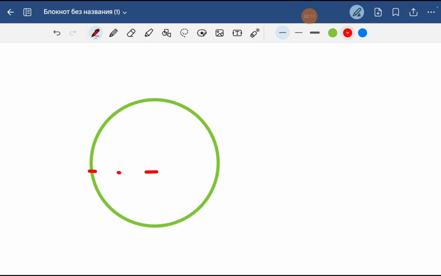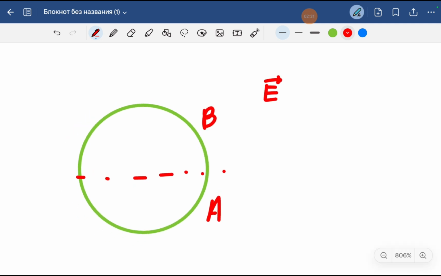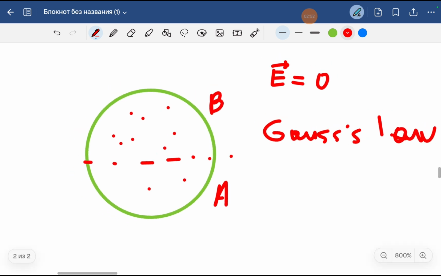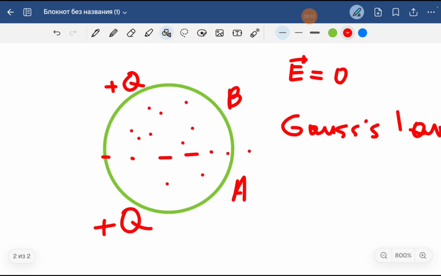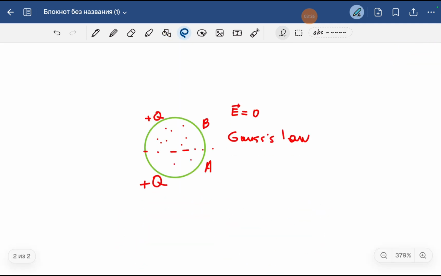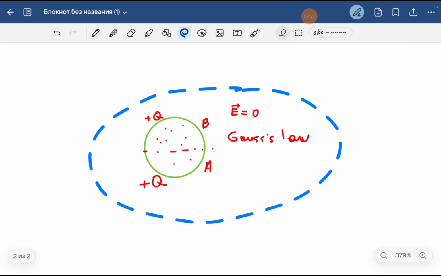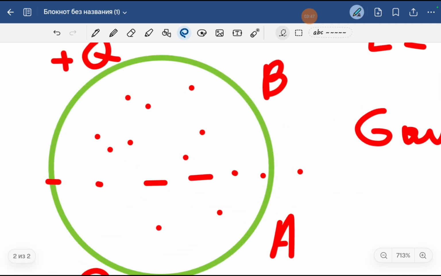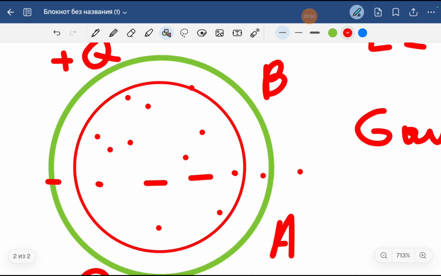Let's call the upper part B and the lower part A. According to Gauss's law, the electric field inside a complete spherical shell is zero. Let's try to prove that the electric field inside the sphere is indeed zero. First, let's recall the formulation of Gauss's law. The flux of the electric field through a closed surface is equal to the charge enclosed within that surface, divided by the electric constant.